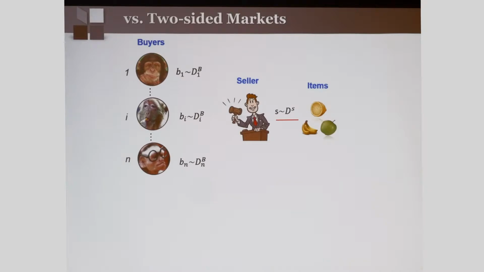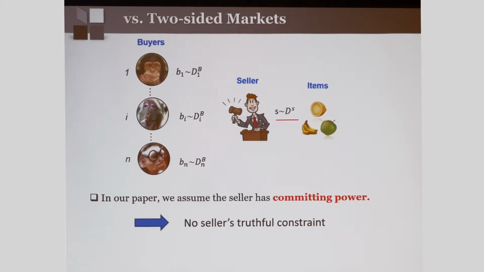Our problem is also related to two-sided markets, where both buyers and seller have their own private values on the items. The major difference is that in the two-sided market, the mechanism designer is considered a third party, and the mechanism is designed to incentivize all the agents to report their private values truthfully. However, in our model, we do not impose the seller's truthfulness constraint by assuming that the seller has committing power. This is a standard assumption in both mechanism design and information design.